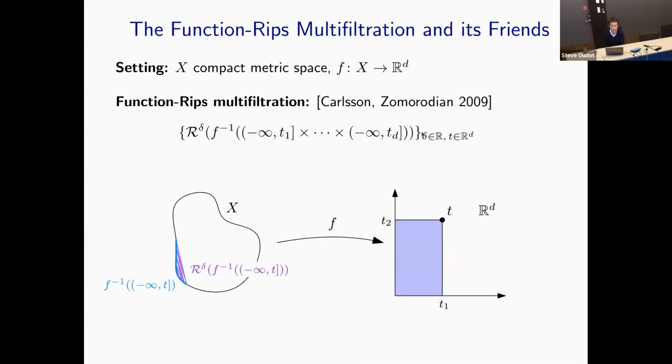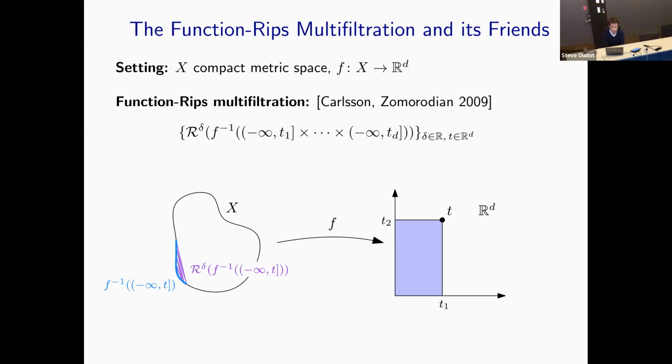So let me talk about what I call functional geometric multifiltrations, and perhaps the archetypal example of this is the function Rips multifiltration. So what is the function Rips multifiltration? The setup is that you have a compact metric space, let's call it X, and you have a function f on X that is valued in Rn. The slide says Rd, but d should be understood as being n here.